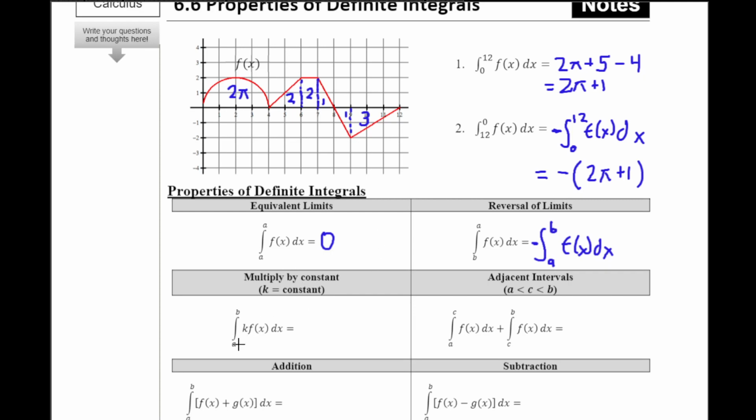Multiply by constant. If you have integral from a to b and there's a constant in front of the function, you can move that constant to the outside of the integral. You'll see some of these are very similar to derivatives. If you have an integral from a to c and then c to b, that's the same as just one integral from a to b, f of x dx. So that's like saying the integral from 0 to 12, we can write that as the integral from 0 to 6 plus the integral from 6 to 12. That's the same as integral from 0 to 12.